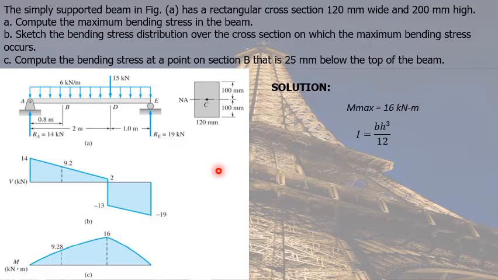figure. So for a rectangle, I is equal to bh cubed over 12, wherein our b in meters is 0.12 and our height in meters is 0.2. Calculating, we have I equal to 8 times 10 raised to negative 5 meters to the 4th power.